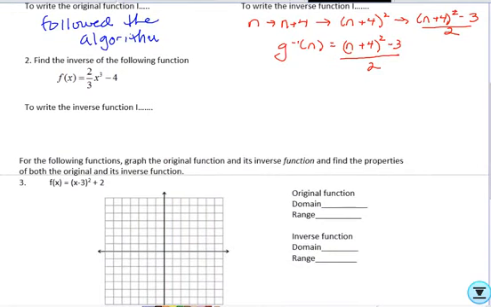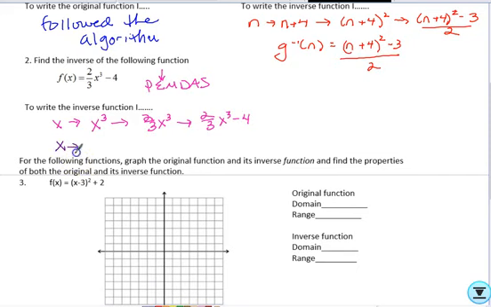All right, again, to write the inverse function, I'm going to do a mapping. Start with x for the original. Exponent comes before multiply, so that goes to x cubed. Then times 2/3. And then subtract 4.